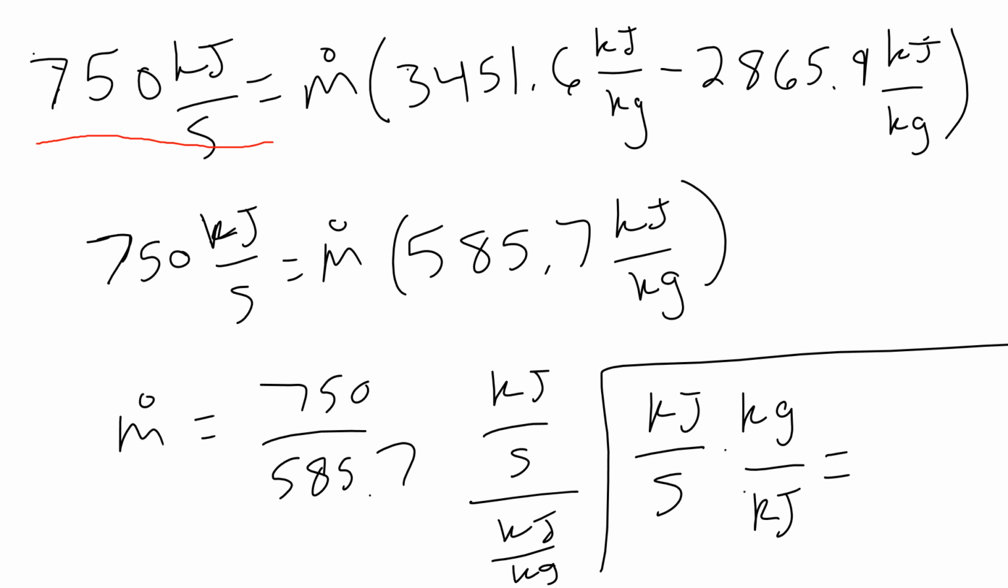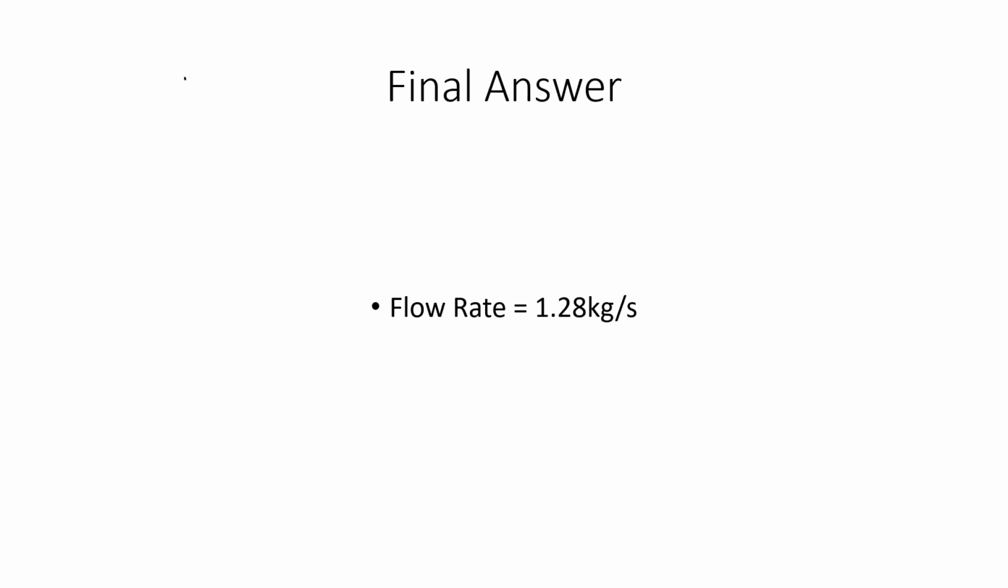At the bottom of the screen, you're going to see a little bit of dimensional analysis to make sure that our calculations are correct. As you can see, once you cross everything out, it's going to equal kilograms per second, which is in terms of flow rate. So the final answer, once you actually calculate everything, is going to be 1.28 kilograms per second.